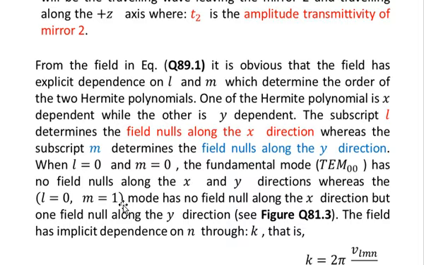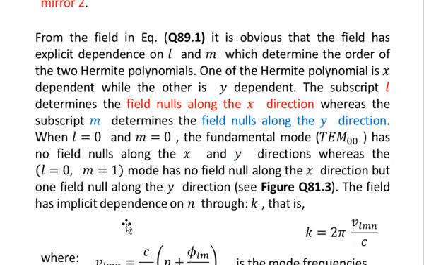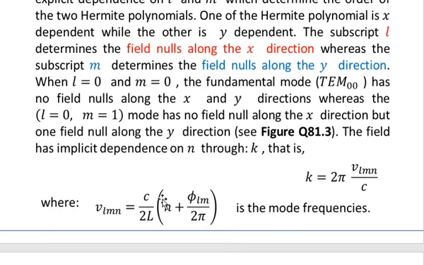Because M is equal to 1 corresponds to the field nulls along the y direction. So since M is equal to 1, it means that there is only one field null along the y direction. And this has been explained in the figure in question number 81.3. You can consult that figure there. The field has explicit dependence on N. The field has implicit dependence on N through the K number.